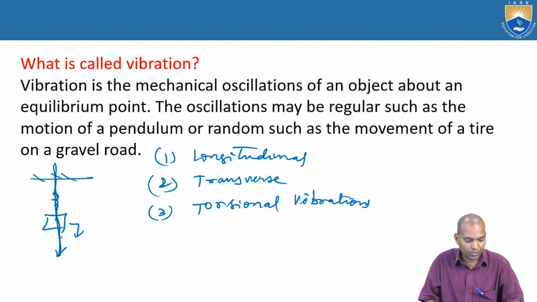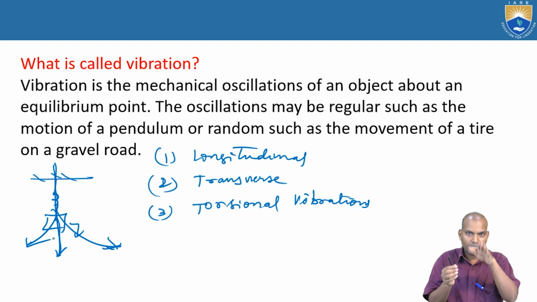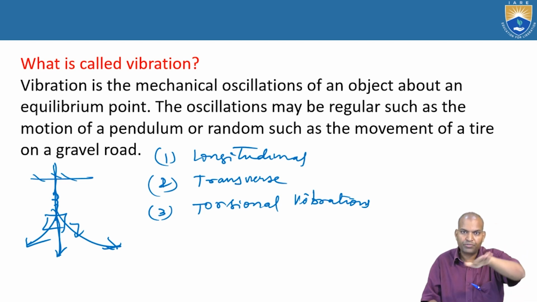Now coming to transverse, if you displace it in this direction and leave it, it starts oscillating in that direction, and those are known as transverse vibrations. If you give an initial displacement with some inclination to the main longitudinal axis and let it go, those are free transverse vibrations. If you give an excitation force at this inclination to the longitudinal axis, those are forced transverse vibrations. Now coming to torsional vibrations.